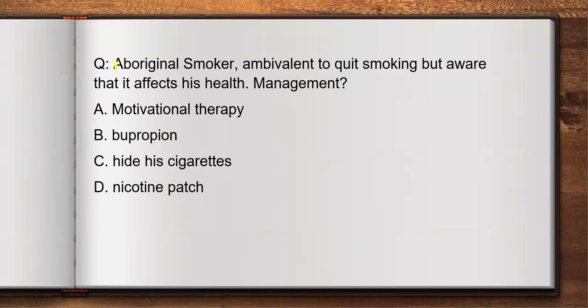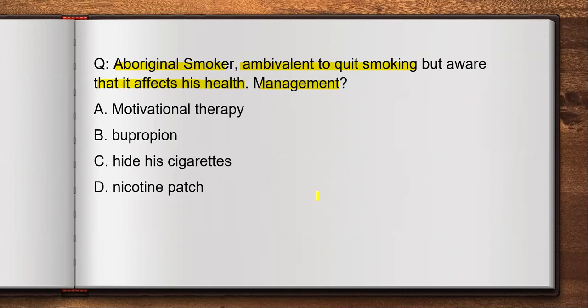So the next one is Aboriginal smoker, ambivalent to quit smoking, but aware that it can affect his health. What is the management? So you have got an Aboriginal smoker who is ambivalent to quit smoking. Ambivalent means not certain, in the middle, right? So if you push a little bit, maybe he can quit smoking. Ambivalent to quit smoking, but aware that it affects his health. What is the management you want to give?